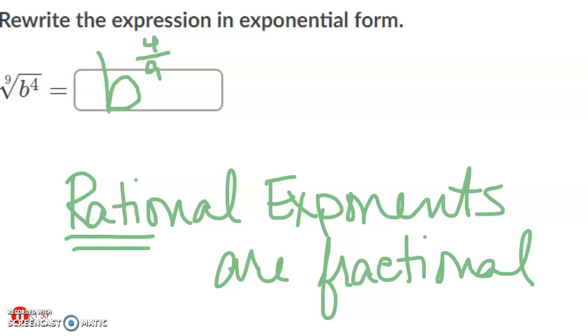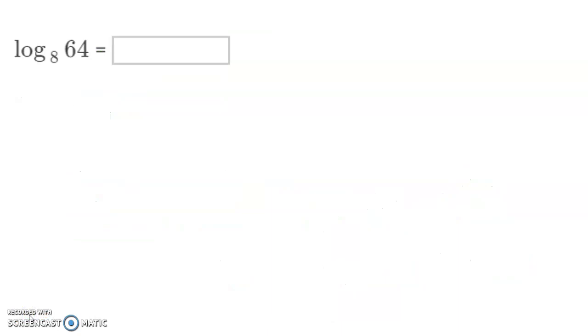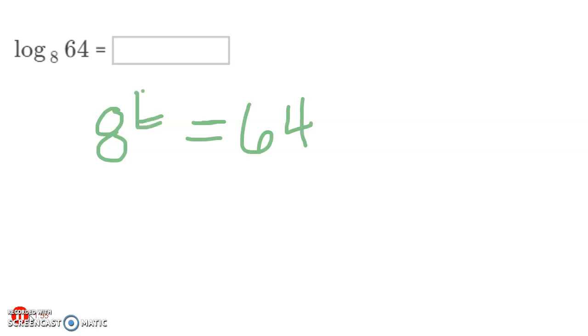Next, we've got this log that we need to rewrite as an exponent. So the base is 8. Okay, and we want to figure out what we can raise 8 to get 64. And so, of course, 8 to the second power is 64, so the answer is 2. Again, real basic log.